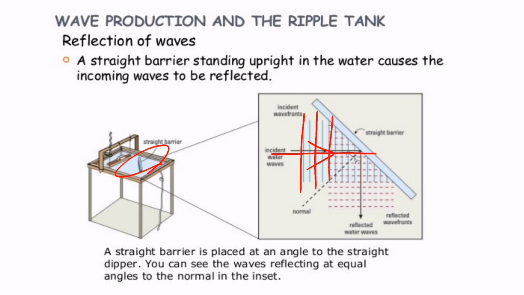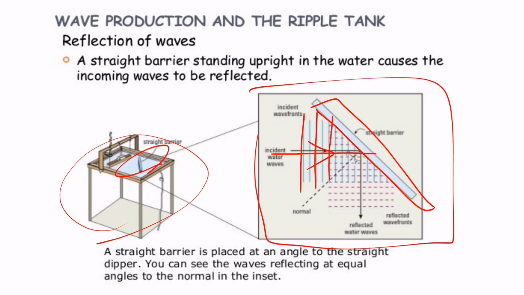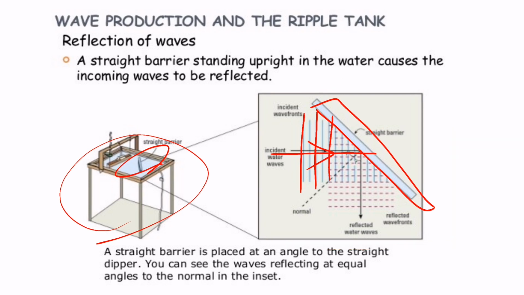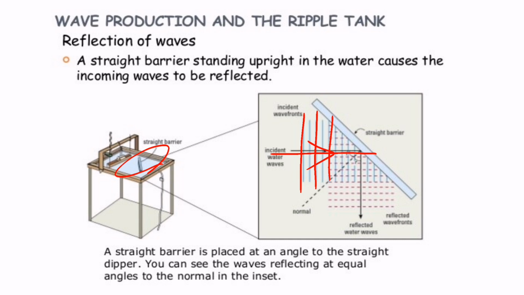Now, when those waves hit the barrier, which is this barrier, note that this is a magnification of what is in the ripple tank. So this barrier now is going to cause the water waves to be reflected. So these are the upcoming wavefronts. You can see the upcoming wavefront.